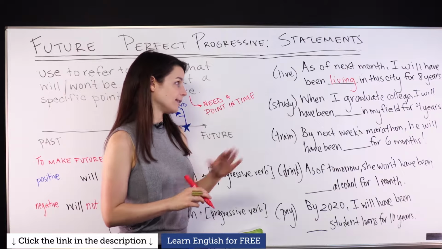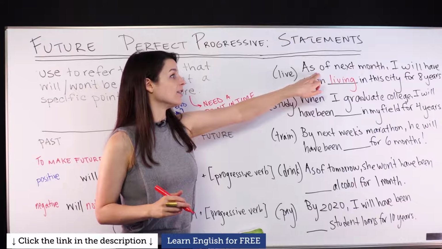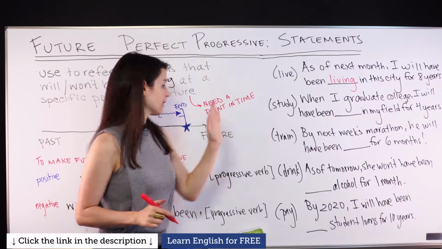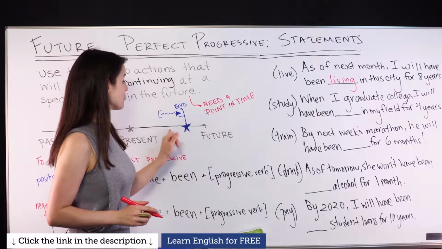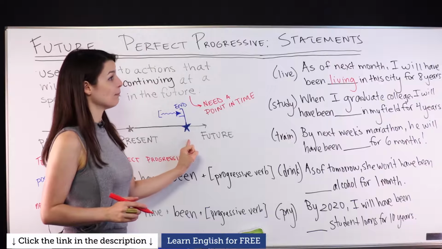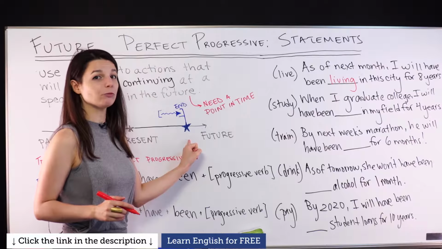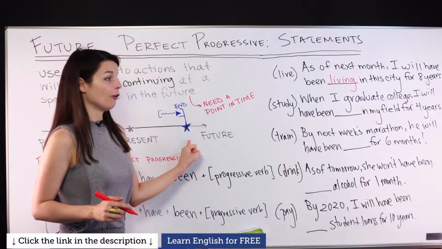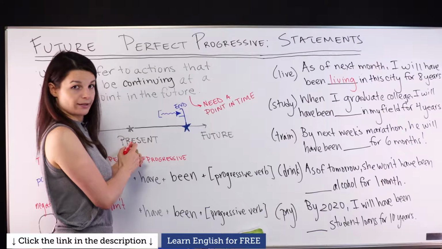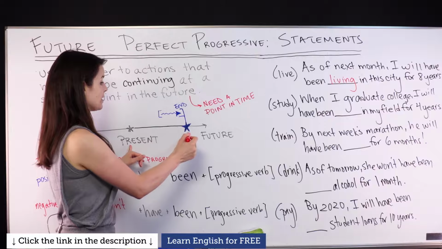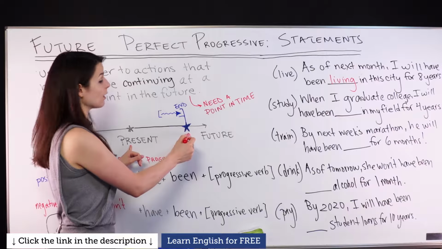So what does this sentence mean? This means as of next month. This as of means like at this certain point in time in the future. So as of next month, I will have been living in this city for 8 years. So the speaker is talking in the present, but the point in time is somewhere in the future, next month.